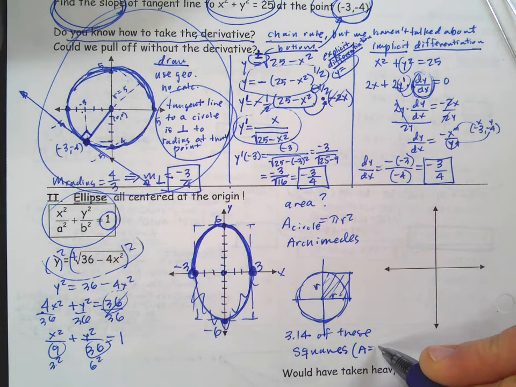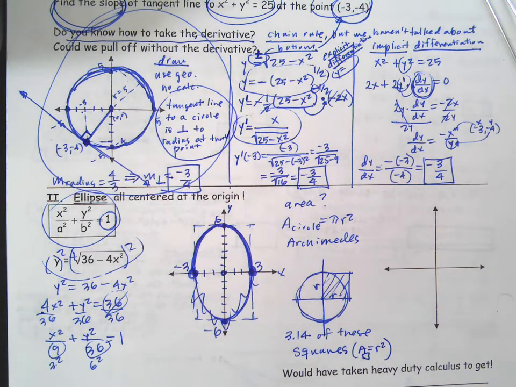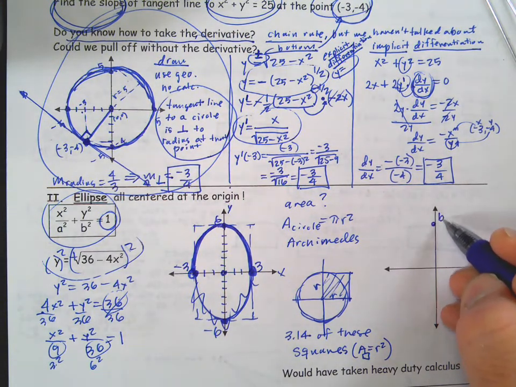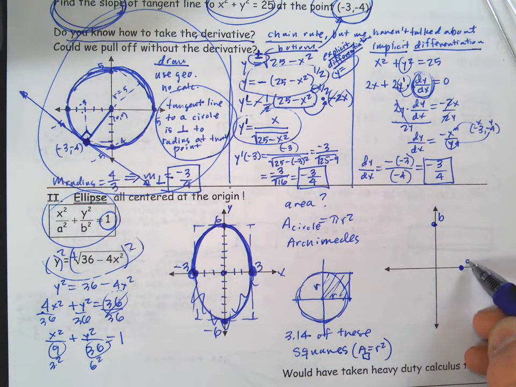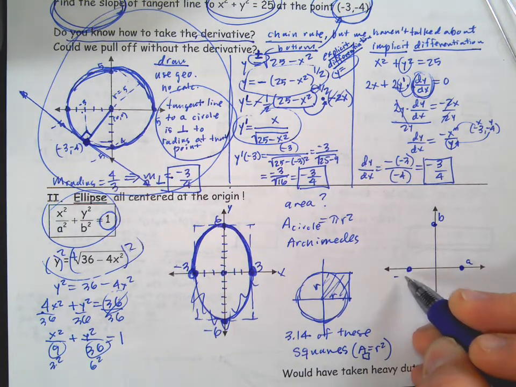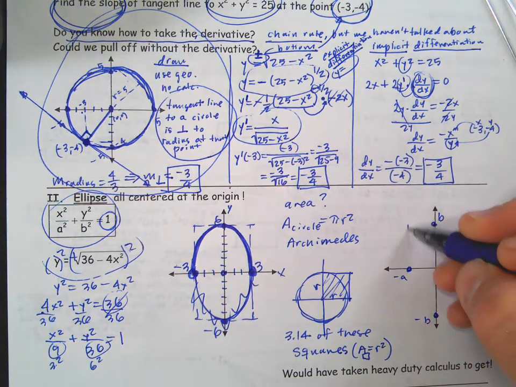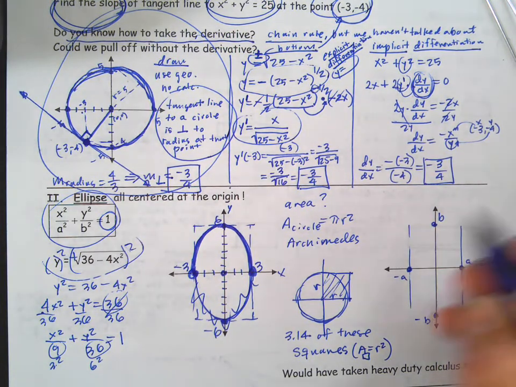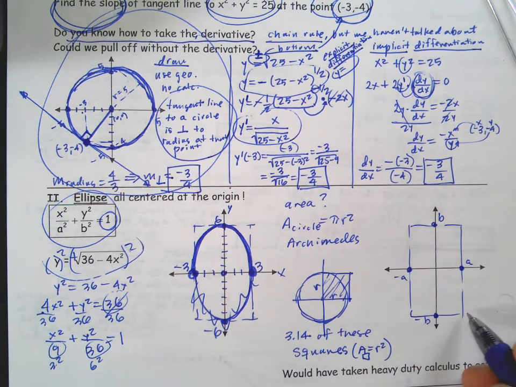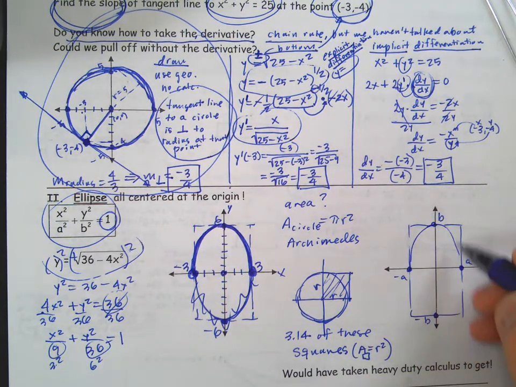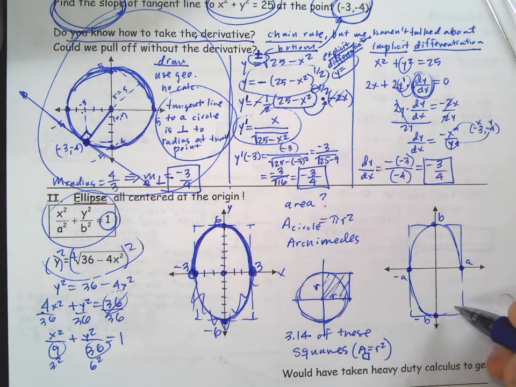Okay, the area of one of these squares is r squared. Now, for an ellipse, we often use these little a and b values to represent the sizes. And like I said, we could sketch this, and it looks like that. I'm doing the whole thing right here.